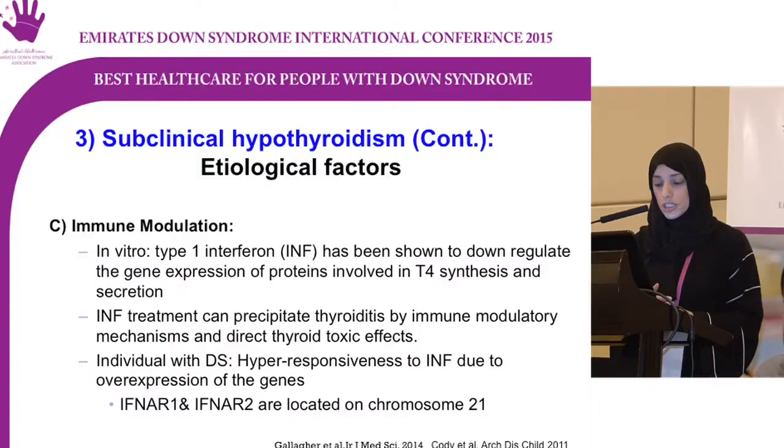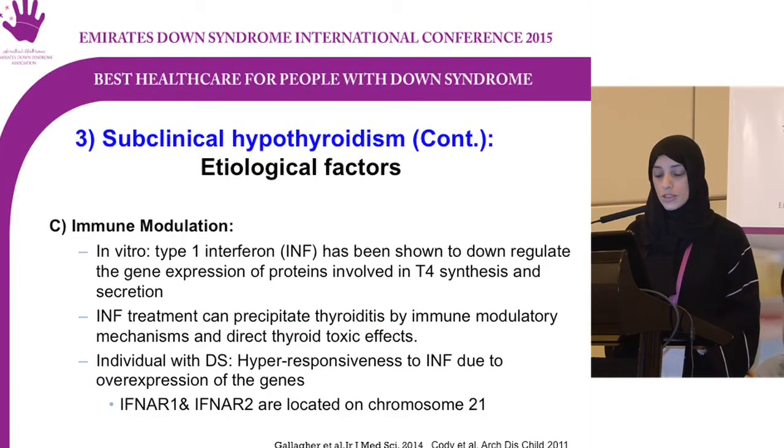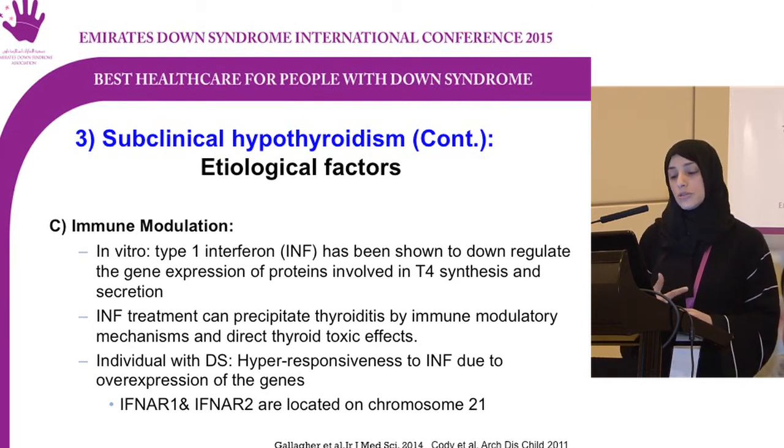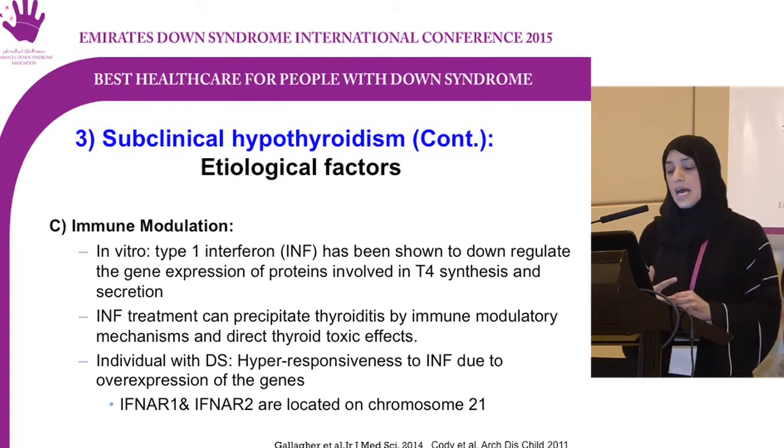The second theory is the immaturity of the hypothalamus-pituitary-thyroid axis. It's self-limiting and it's mainly a delay in maturation, and it's going to resolve usually by the age of 2 to 3 years. This one has been newly introduced, and I find it really interesting.